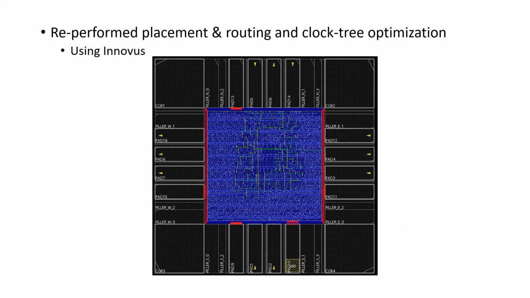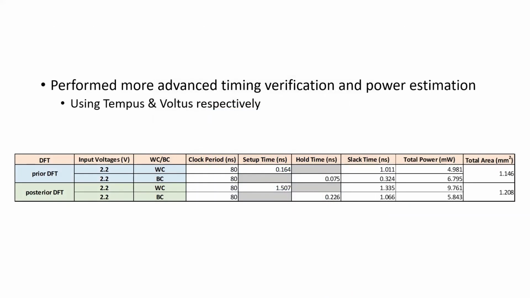Following this, I re-performed placement and routing and clock tree optimization using Innovus, and the diagram below shows the final pin placements. At the end, I performed more advanced timing verification and power estimation using Tempus and Voltus software, respectively. The table below shows the changes in their values prior to and after the DFT design. Overall, timing and power efficiencies slightly decreased, whereas the total area of the chip slightly increased, which is a trade-off for being able to test the chips.